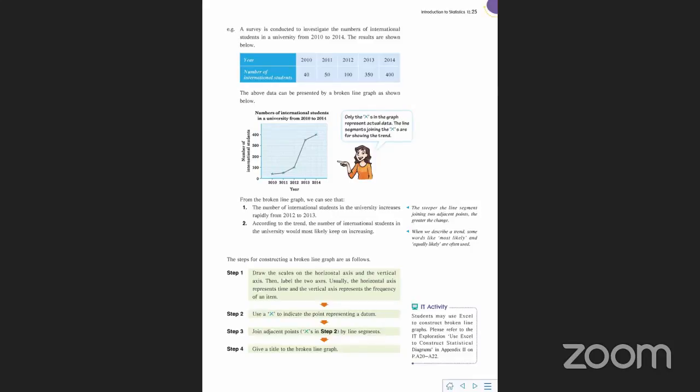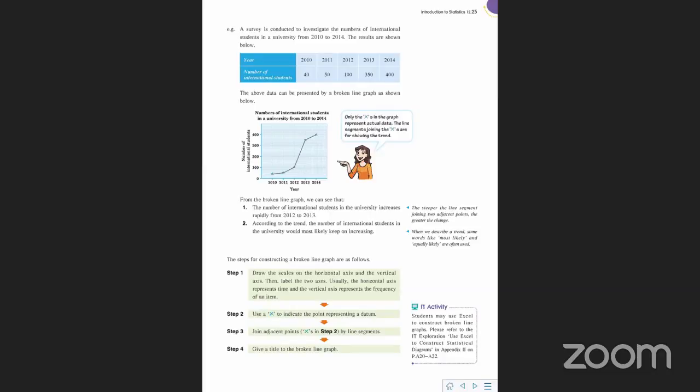Okay, and then you can see on this page at the last part, you can find the steps for constructing a broken line graph. Okay, look at the bottom. Okay, step 1, you need to draw the scale. That one I would like to talk about again today. Okay, you need to draw the scales on the horizontal axis and vertical axis, and then label the axis. And then the horizontal axis usually represents time, and then the vertical axis represents the frequency.